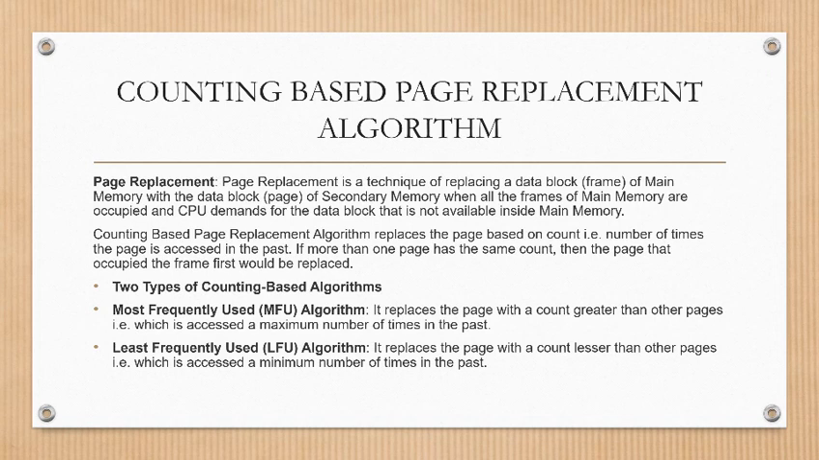Coming to the two types of counting-based algorithms. The first one is the most frequently used algorithm. It replaces the page with a count greater than other pages, that is, the one accessed the maximum number of times in the past. Then the least frequently used algorithm. It replaces the page with a count lesser than other pages, that is, the one accessed the minimum number of times in the past.